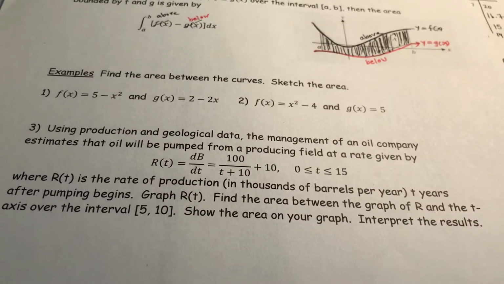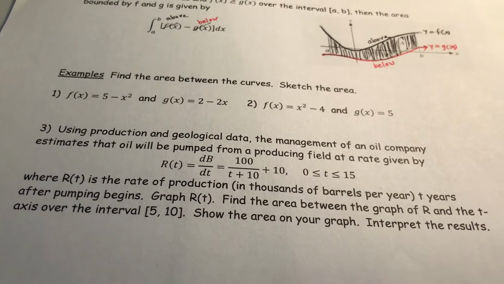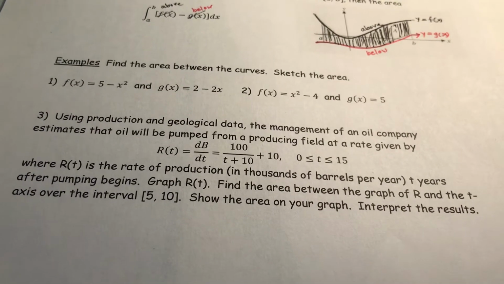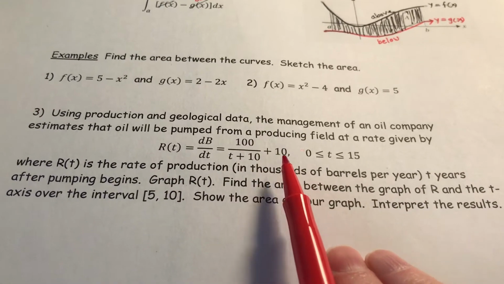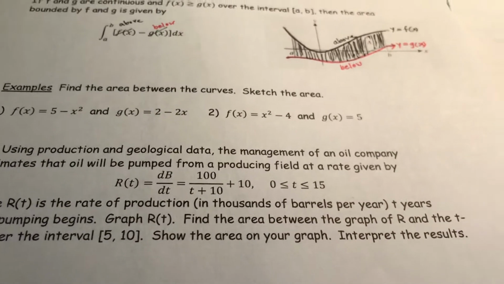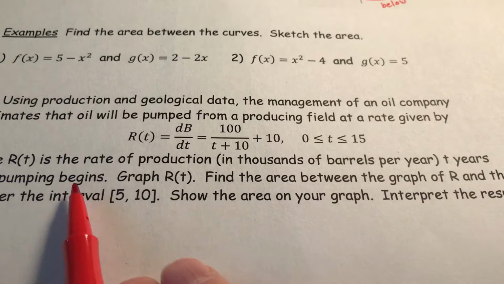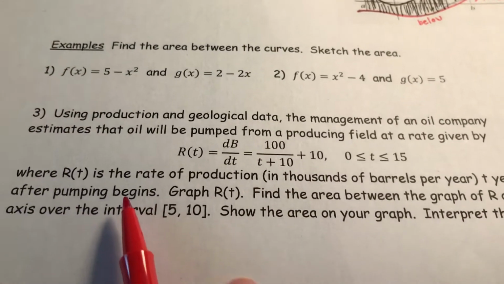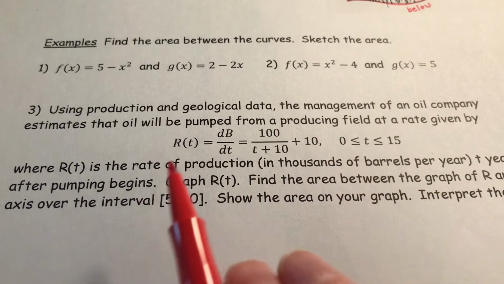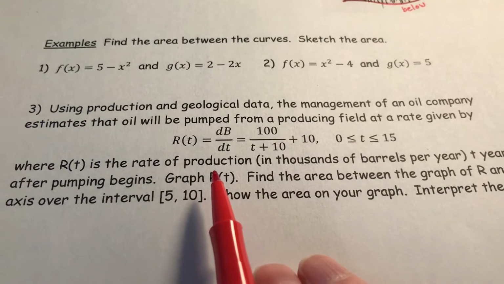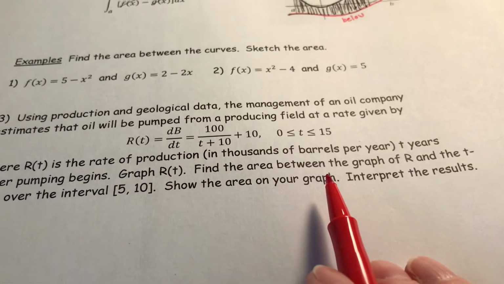It says, using production and geological data, the management of an oil company estimates that oil will be pumped from a producing field at a rate given by R of T equals 100 over T plus 10 plus 10, where T is between 0 and 15 years. R of T is the rate of production in thousands of barrels per year, T years after pumping begins. So they're going to start an oil production at a specific geological location, pumping oil out for 15 years, and we know how much we're producing per year. We're supposed to graph this function and then find the area and interpret it.